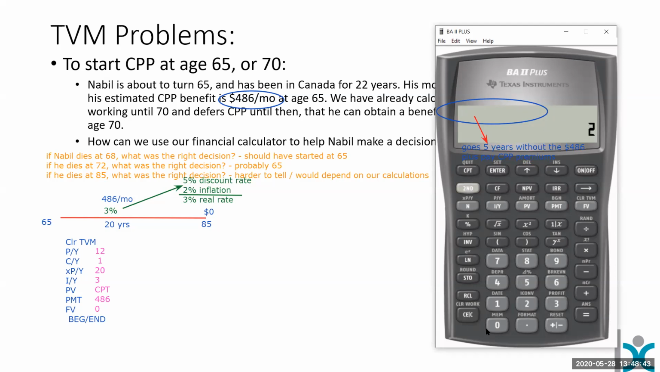We're going to do 20 times PY. Don't forget to hit N. So I should see N equals 240. Get 3 as my IY. I got 486 as my payment, 0 as my future value. I don't want to be on begin, and I am not.